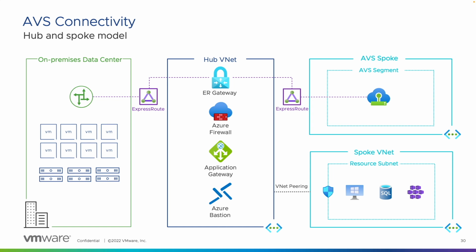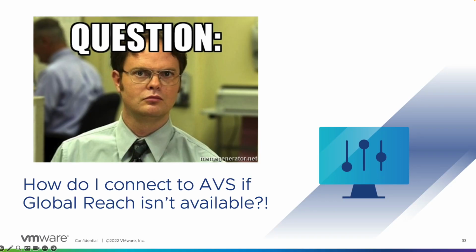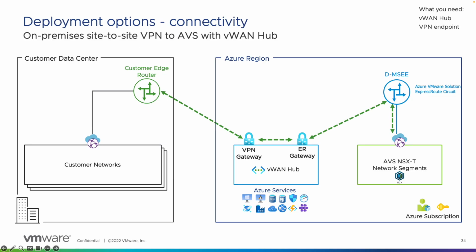So I just showed you two examples of how to connect AVS to on-prem using Global Reach to connect two ExpressRoutes together, but Global Reach is not available in all regions. So let's go over some other options. The first option I'll start with is site-to-site VPN connectivity into AVS. With the VPN option, we don't connect AVS directly to our on-prem data center. Rather, we go through your existing Azure connections, such as a vWAN hub.